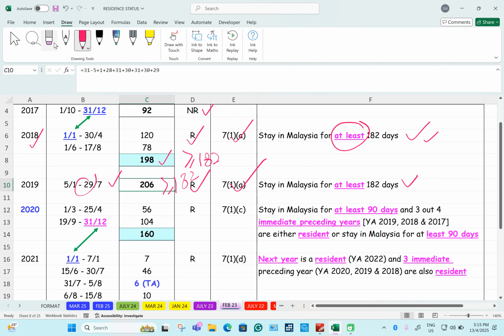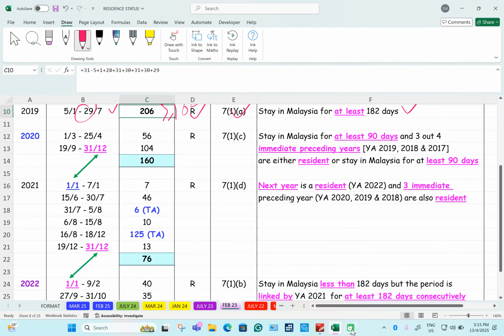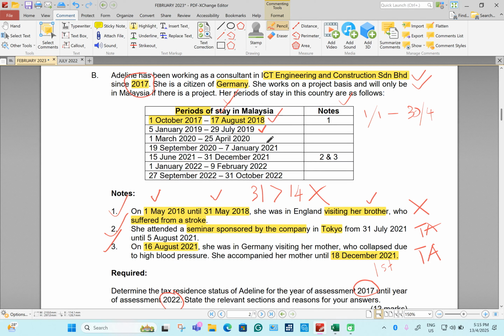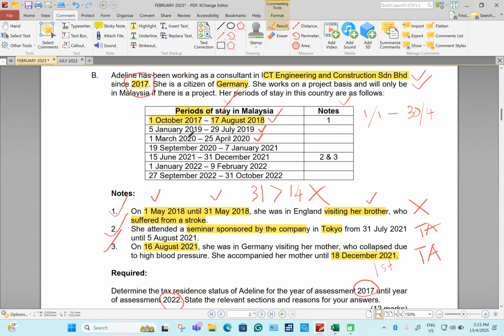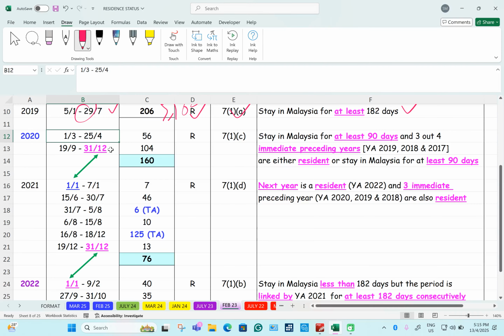Now we go to YA 2020. What do we have for 2020? 1st March until 25th April, followed by 19 September 2020 until 7 January 21. Be careful, guys, this one overlaps 2 years. Focus only on YA20. So for YA20, we need to say 19 September until the end of the year, which is 31st December. That's all the information for YA20.